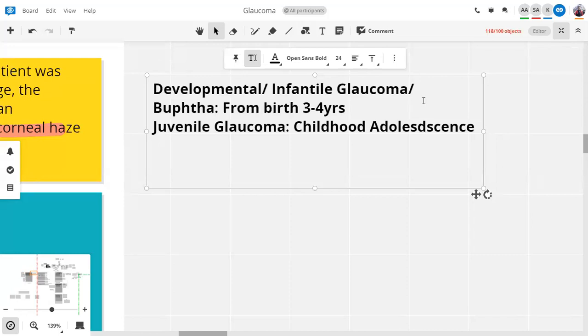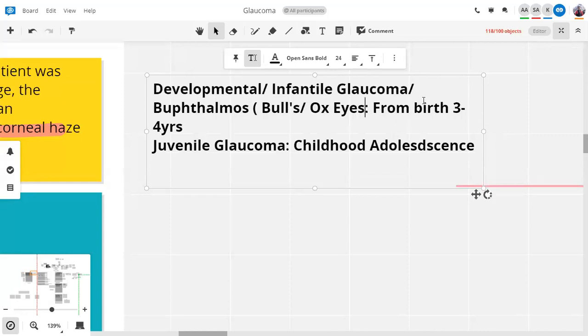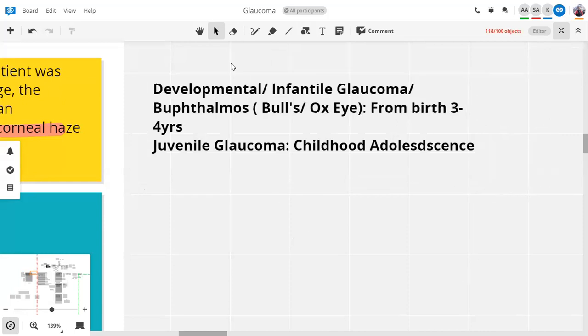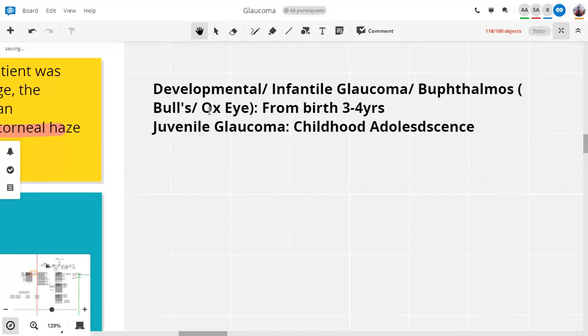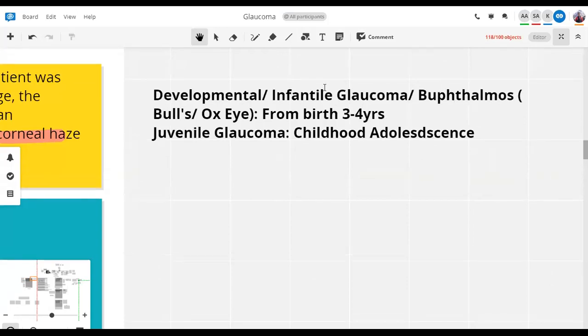enlarged cornea. No, it's not an enlarged cornea. Ophthalmos means bullseye. Something like a bullseye or something like an ox's eye. That is why it has been termed ophthalmos. Now, I don't know why they termed this, but this term ophthalmos actually means this. Ophthalmos is another term, or it is used synonymously with infantile glaucoma, meaning that the eyeball is large, or it's enlarged due to the raised IOP.